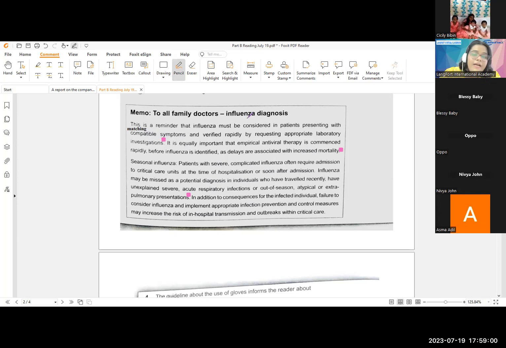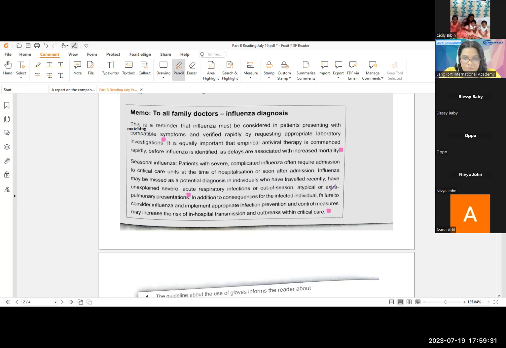Then sometimes you may miss the diagnosis of influenza as a possible diagnosis, especially in individuals who might have gone out of the country, that means traveled recently, or have unexplained acute respiratory infections, or out of season, atypical or extrapulmonary presentation. So because of all these things, sometimes you may miss the diagnosis. Okay, so Bhagya, last sentence.